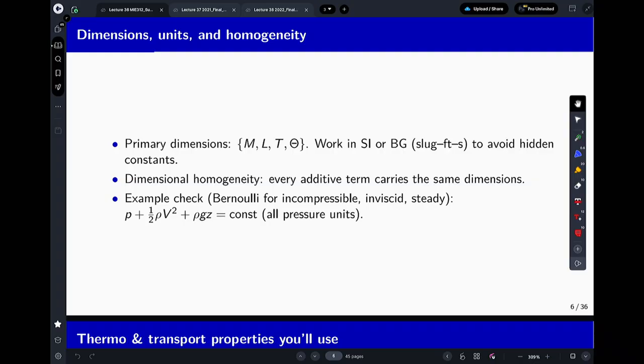continuum. Primary dimensions are MLT and also theta, theta being temperature. Work in SI or British gravitational units, slug, feet, second, to avoid hidden constants. Dimensional homogeneity: every additive term carries the same dimension. And one of the things that is really useful, no matter what you're facing in an exam, is to write down the units of what you're calculating. It often helps you figure out how to go about the problem. And you can see that when you look at problems related to dimensional analysis.